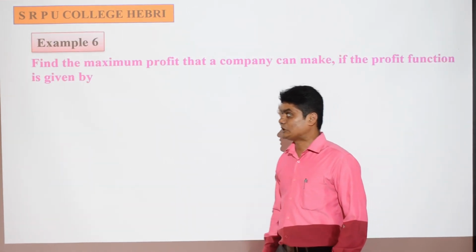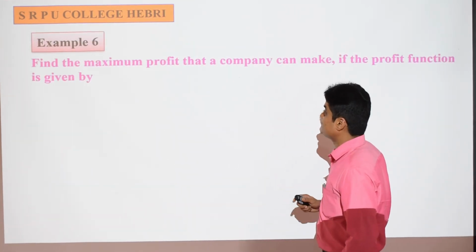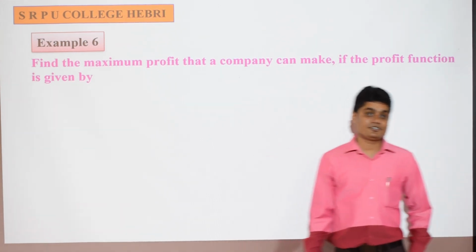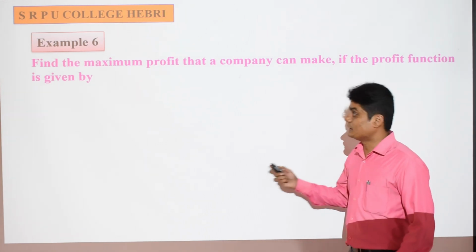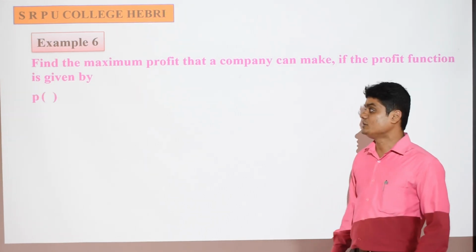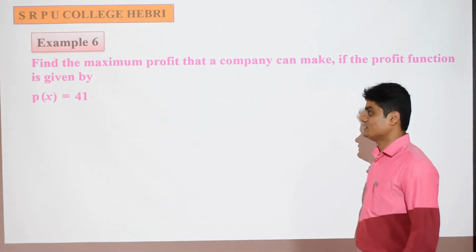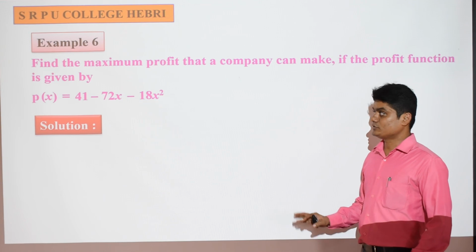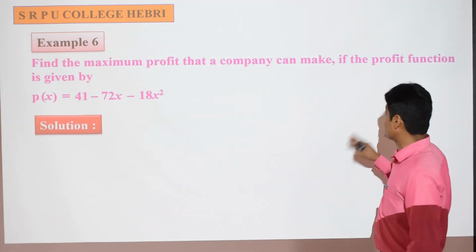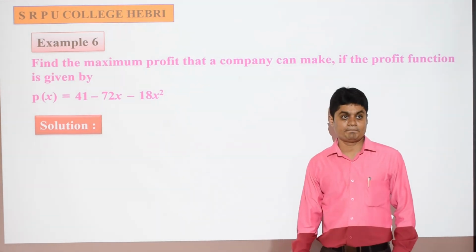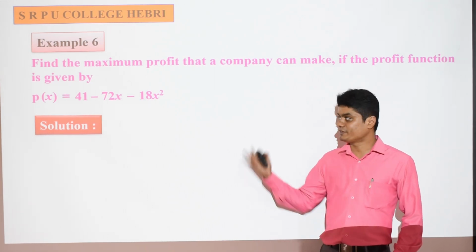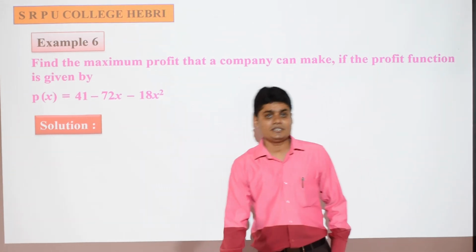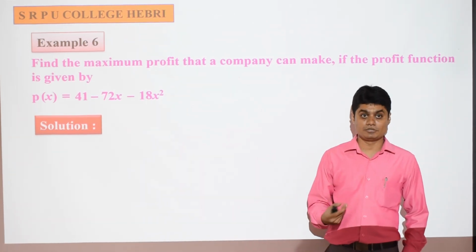So let me take one more problem. Find the maximum profit that a company can make if the profit function is given by 41 minus 72x minus 18x square. See, this is one application of maximum and minimum. One problem which is related to commerce can be solved using differentiation. So we have to find out the maximum profit of the company if the profit function is given like this. Then we are finding the maximum value of the function, or absolute maximum.